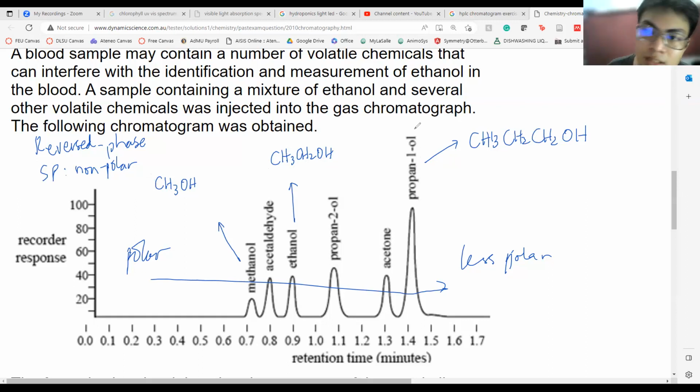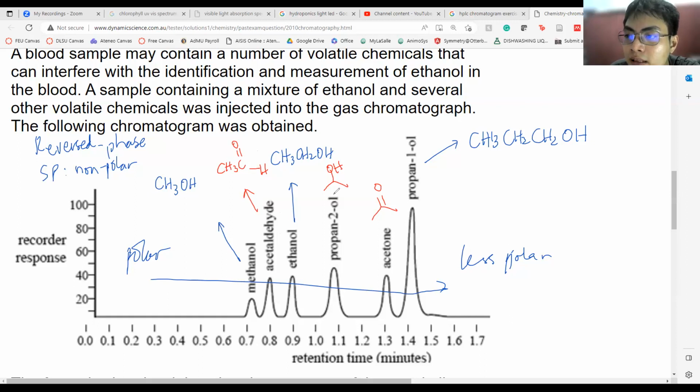Now, okay, so let's visualize other functional groups included here, such as acetaldehyde, and acetone, and then propanol, propan-2-ol. Okay. So now, tignan natin yung methanol to acetaldehyde. So methanol and acetaldehyde, well, acetaldehyde will be less polar than methanol for the primary reason that methyl group nadagdagan na. Dalawa carbon dito, isa lang. So more London forces, right?